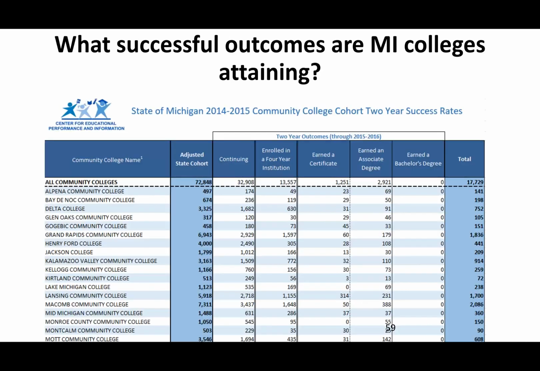So that report is really interesting to see, and we can also drill down into the success rates report to see what successful outcomes Michigan colleges are attaining. So we look at more than just did they earn an associate's or a bachelor's. We look at if they're in a community college, are they enrolling in a 4-year institution? Did they earn a certificate? Also, did they earn a bachelor's degree there? And continuing is not included in the success, but all of those different outcomes are taken into account when we're looking at the successes in the community college itself.